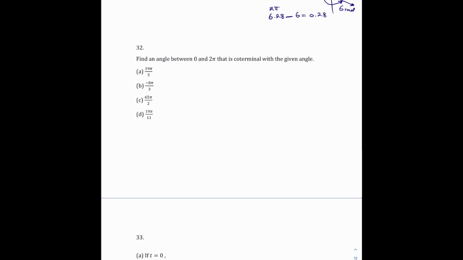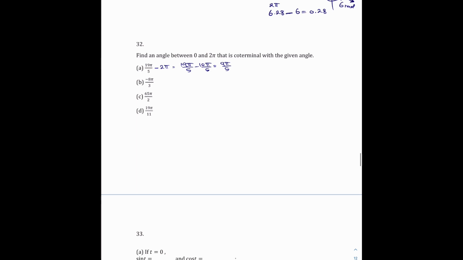Number 32, we need to find an angle between 0 and 2 pi that is coterminal with the given angle. 19 pi over 5. 19 pi over 5 is bigger than 2 pi, so we're going to subtract 2 pi from that. So this is similar to saying 19 pi over 5 minus 10 pi over 5, which is equal to 9 pi over 5. That is a coterminal angle.